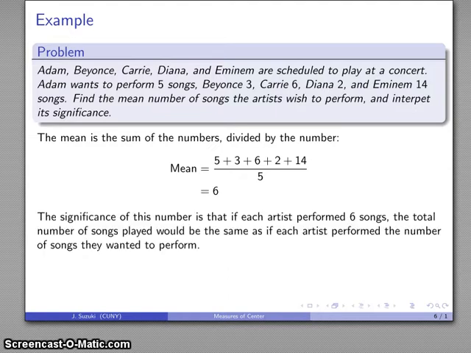Now again, the significance is that if we imagine these to be some finite quantity that can be redistributed, then if each of these artists plays 6 songs, the total number of songs being performed is going to be the same. And that's the significance of the mean. If we equalize the amounts given to each one of the recipients, the equal amount that we'd give would be equal to whatever the mean value is.